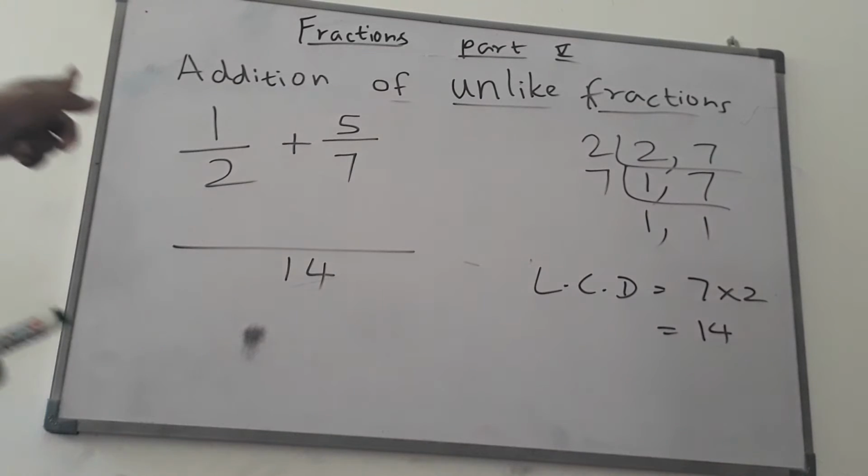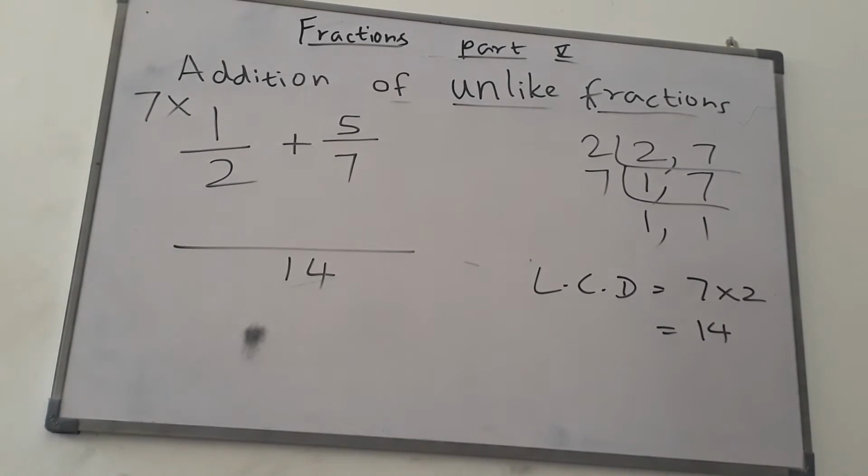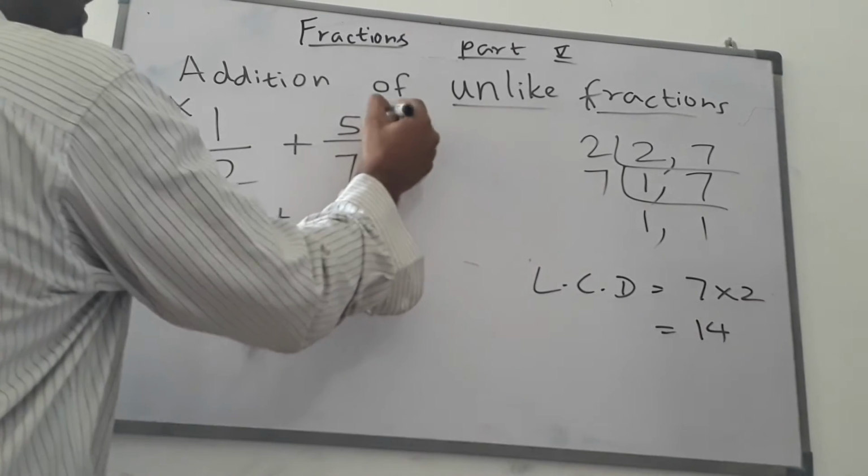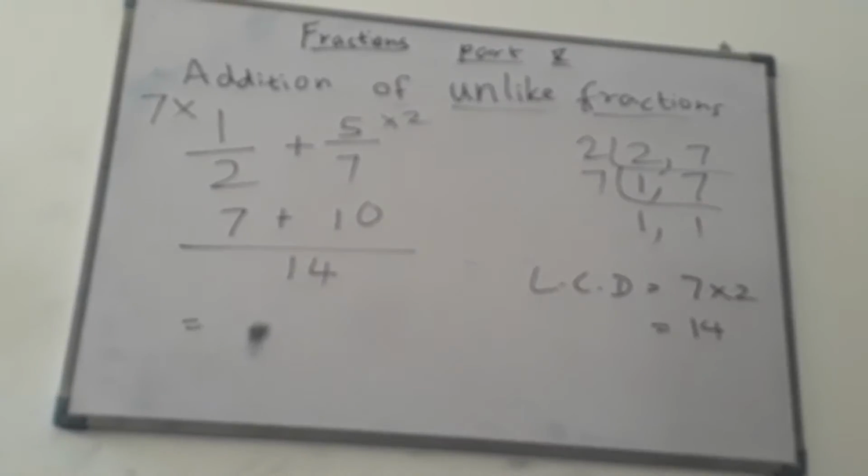Now we have to check how many 2's are there in 14. How many 2's? 2 times 7 is 14. Then we have to multiply 7 by 1, the numerator. 7 times 1 is 7. Plus how many 7's are there in 14? 2. Hence 5 times 2 is 10. So answer is 17 out of 14.